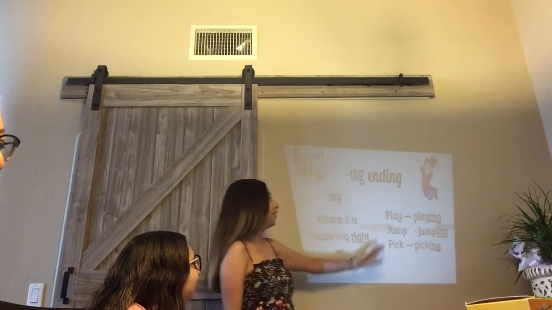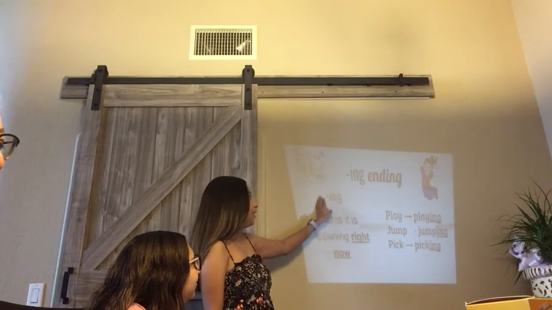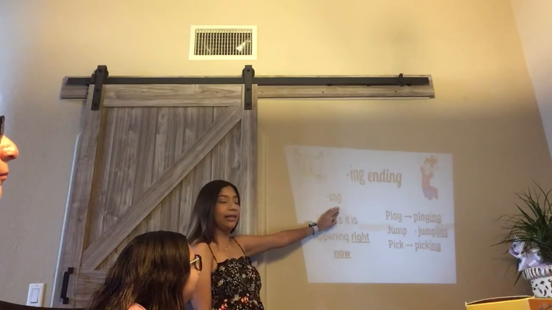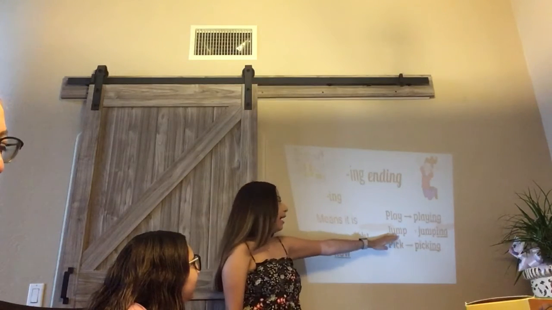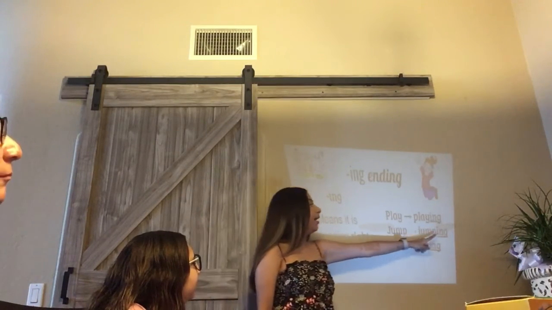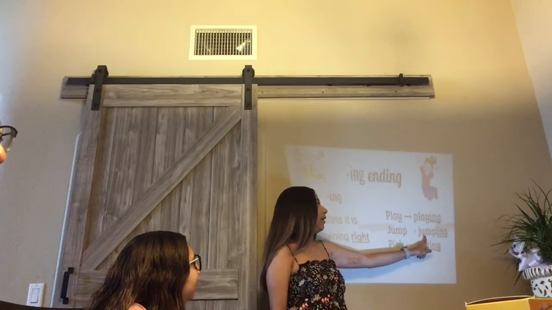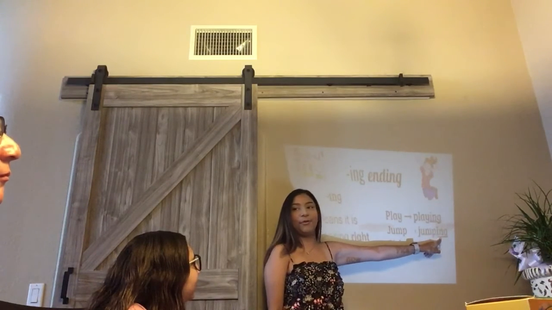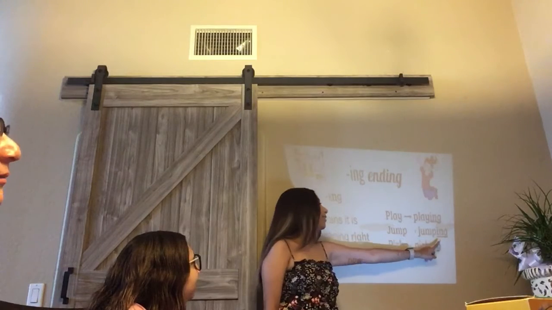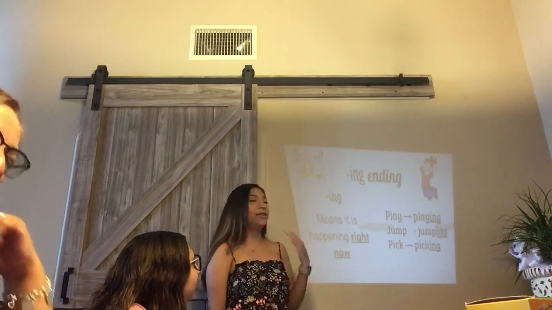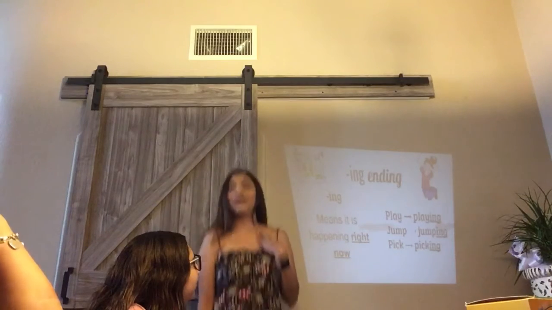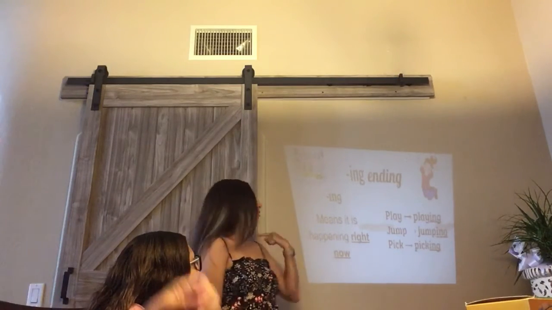Our next word is jump. I'm going to do the exact same thing. I'm going to attach my ing ending to the word jump. So I start with the word jump. I add the ing ending, and it's going to become jumping. Can you repeat that for me? Jumping. Great. So I can say, for example, Miss Nava is jumping right now. And you can see me jumping, so that means it's happening right now.